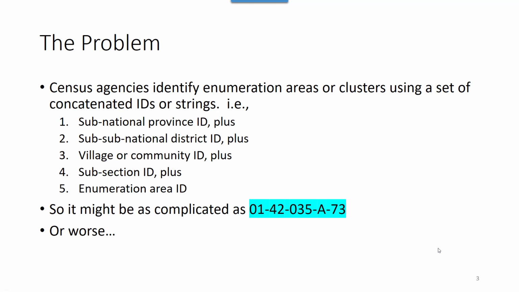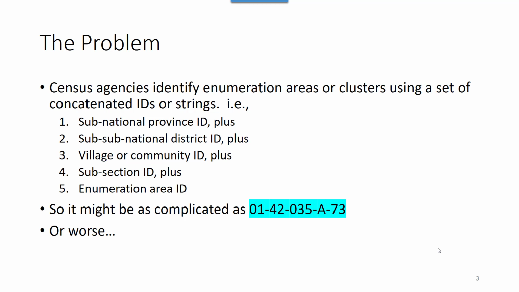The problem we're addressing is that census agencies use a complicated nomenclature to ID clusters or enumeration areas. Their ID will be a concatenated set of numbers or strings because they have a nested set of real estate resources and they need to keep track of where things are. So for a particular enumeration area, the ID might be a concatenated string of the subnational province. Within that province there's a district, within that district there's a village, within the village there's a subsection, and within the subsection there's an enumeration area.